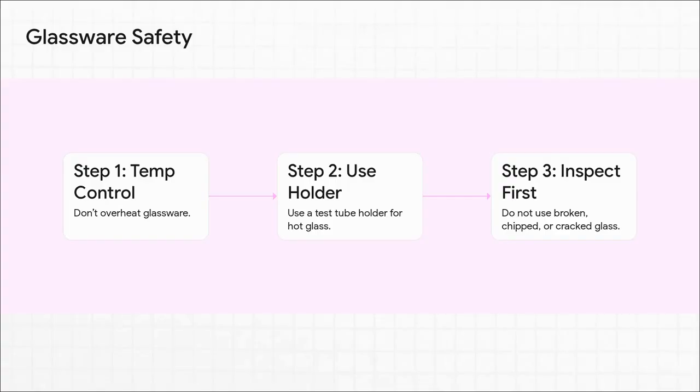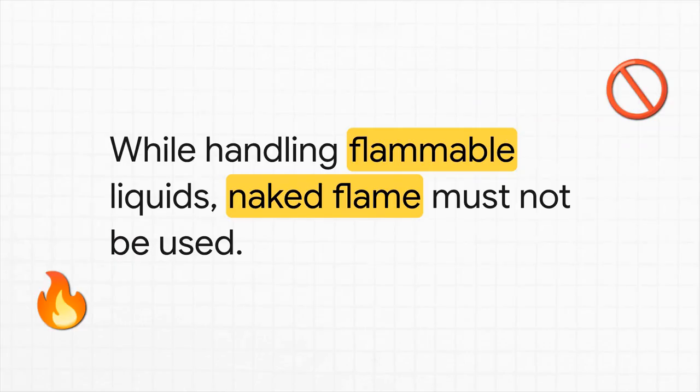Glassware seems pretty harmless, but it's a really common source of injuries. First off, always remember that hot glass looks exactly the same as cold glass, so always use a test tube holder. And second, never, ever use damaged glassware. Even a tiny chip or crack can compromise its strength, causing it to shatter when you heat it or put it under pressure.